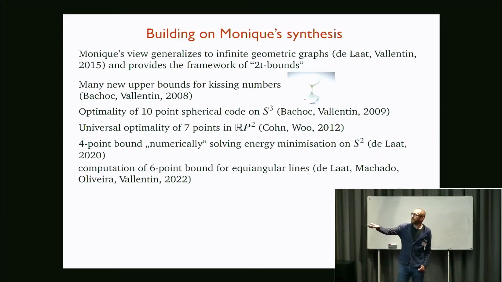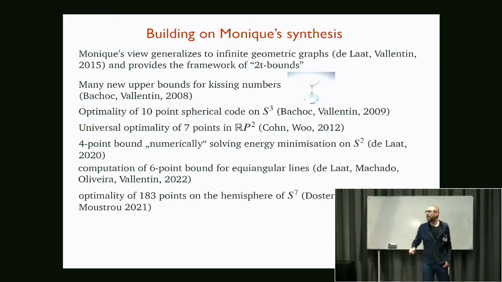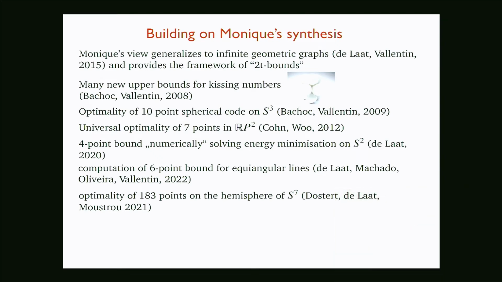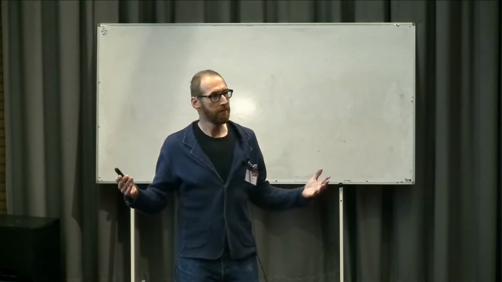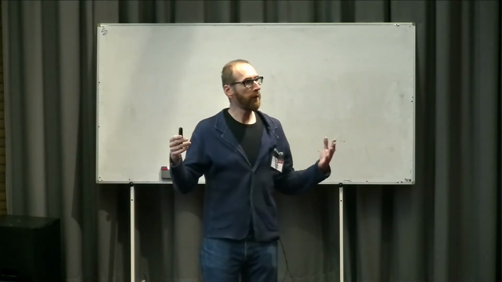Then we could squeeze things a little bit, and we were computing 4-point bounds for equiangular lines, together with David, Fabrício Machado, and Fernando Oliveira. Then Maria Dostert, David Elard, and Philippe Moustrou could prove the optimality of 183 points on the hemisphere of S7. So they were taking S7, the upper part, and they were able to find out what is the optimal distribution of 183 points. They are, of course, connected to dimension 8 and the corresponding structures which optimize packings.